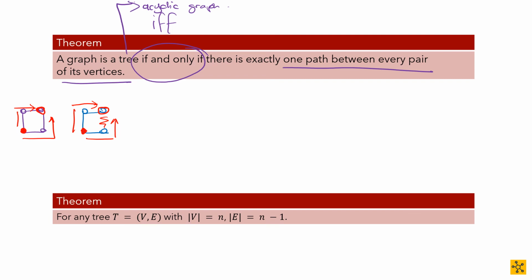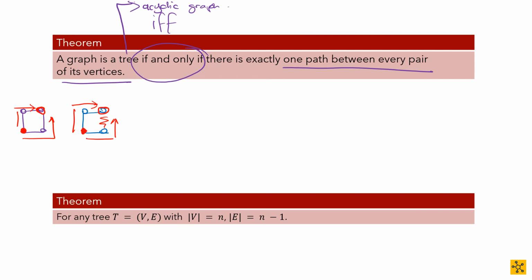And remember, a connected graph is a situation where there is a path between every pair of vertices. There exists a path between every pair of vertices. So what we're saying here is a tree is a connected graph again, and it has no cycles, but this theorem is just stating it in a slightly different way.